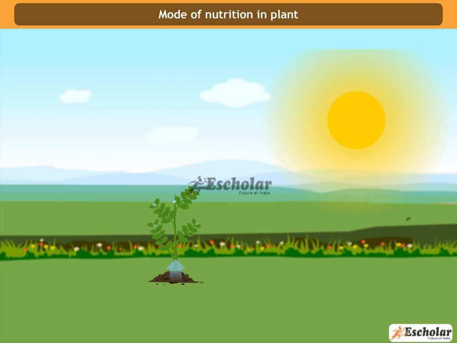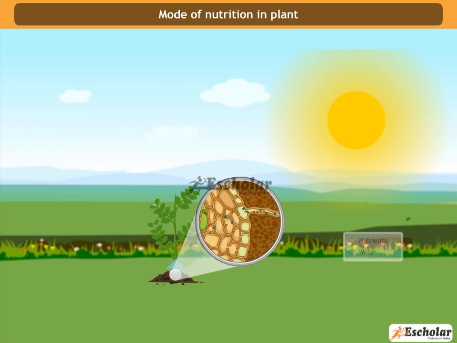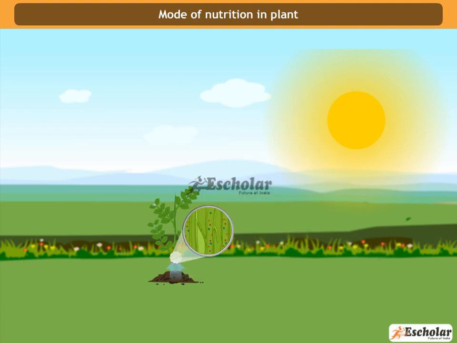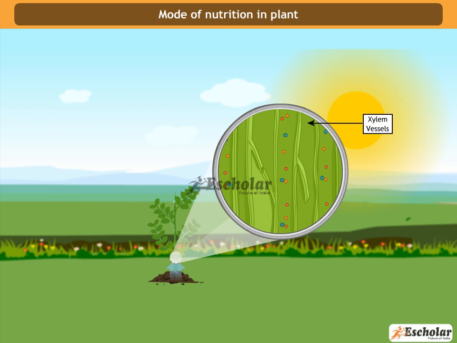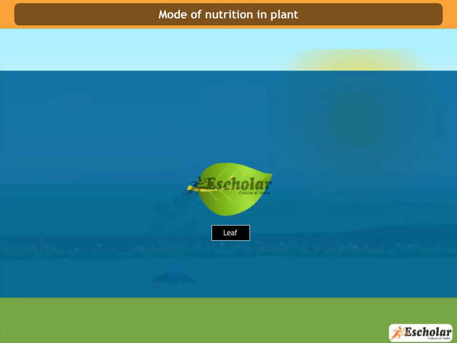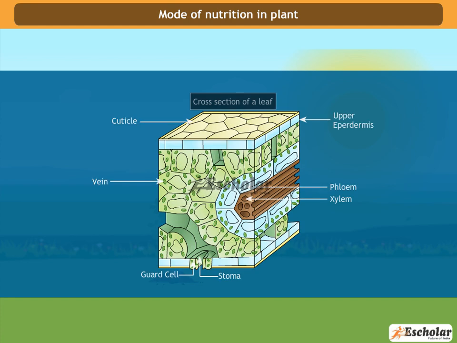Water and minerals are transported to the leaves by the vessels, which run like pipes. Water from soil moves through the root, stem, branches, and finally reaches the leaves. Minerals form a continuous path or passage for the nutrients to reach the leaf.